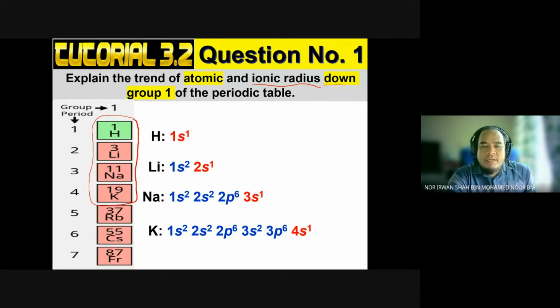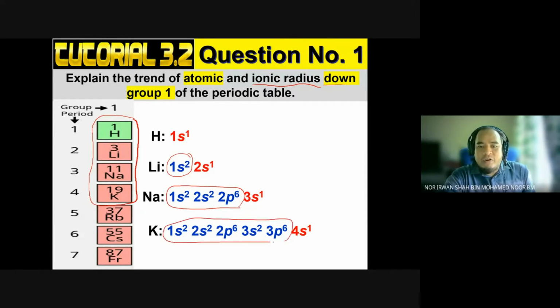Guys, apa yang membezakan antara these 4 electron configurations? Inner electrons, kan? Dia punya inner electron berbeza-beza. Nampak tak? Contohnya hydrogen tak ada masalah lah sebab hydrogen cuma ada satu saja elektron. Tapi when it comes to lithium, dia mempunyai 2 inner electrons. Sodium has 10 inner electrons, while potassium here guys has 18 inner electrons.